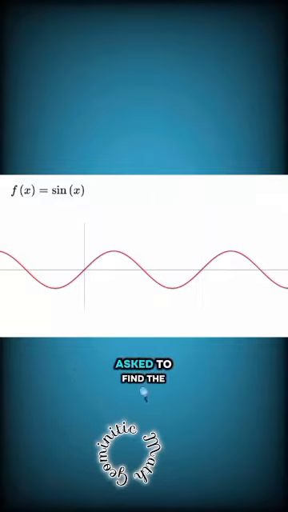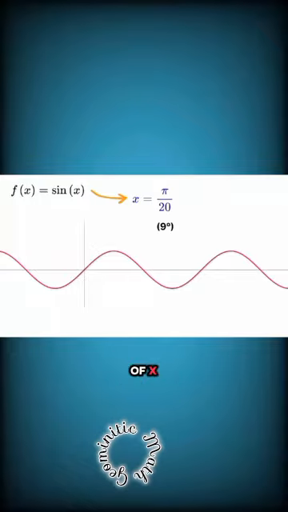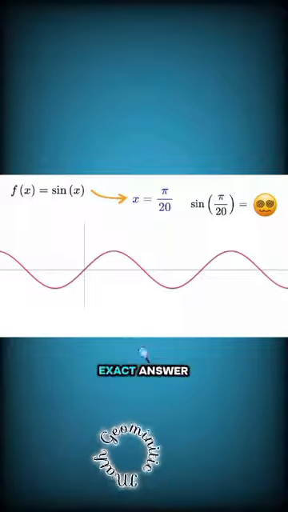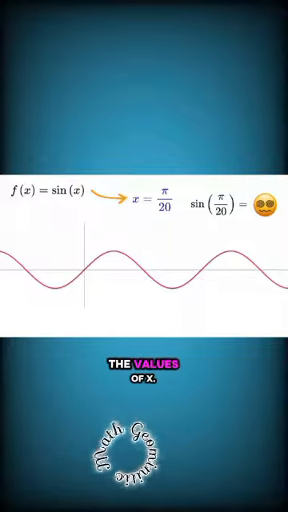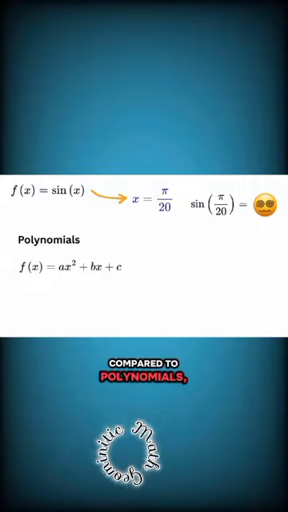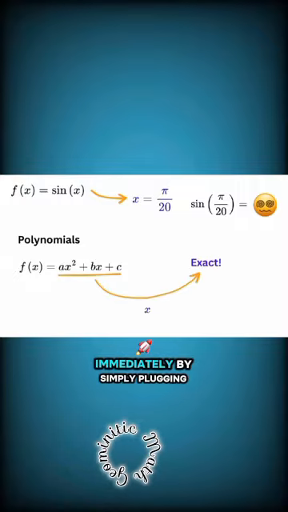Like if we are asked to find the value of the sine of x when x is pi over 20 radians, then there is no simple exact answer which we can get by just plugging in the values of x. This makes the sine of x hard to work with compared to polynomials, which give exact values immediately by simply plugging in the values of x.